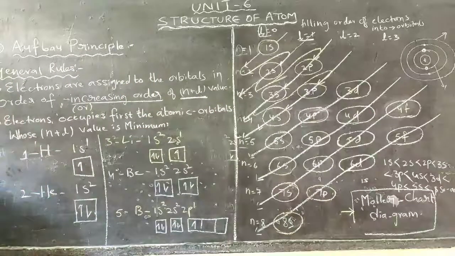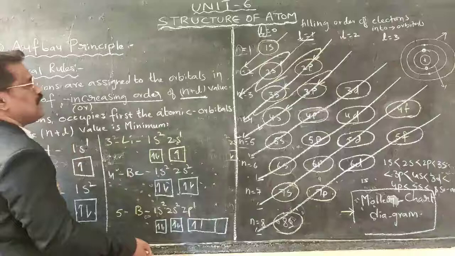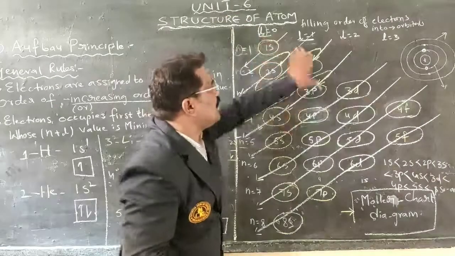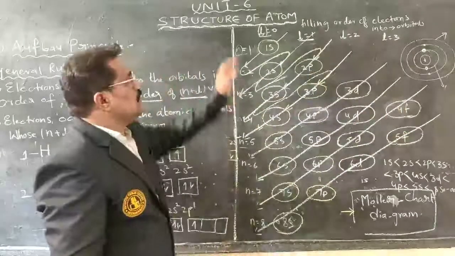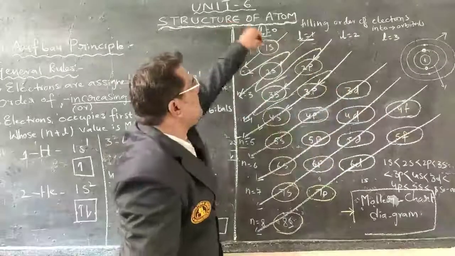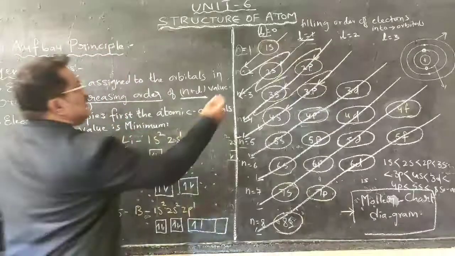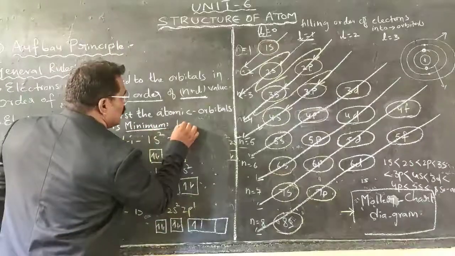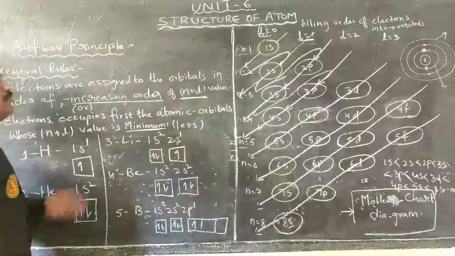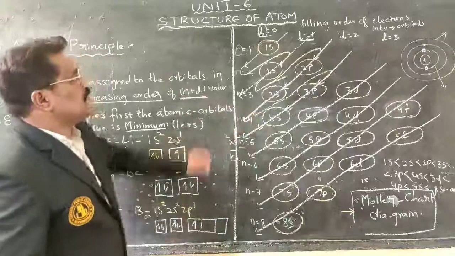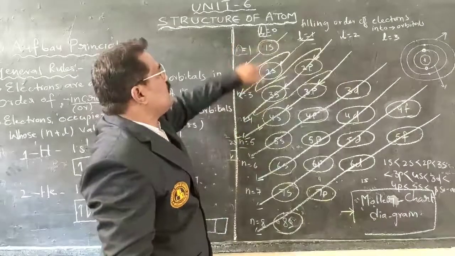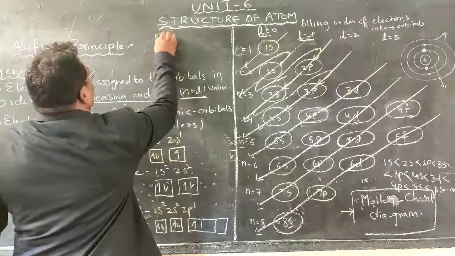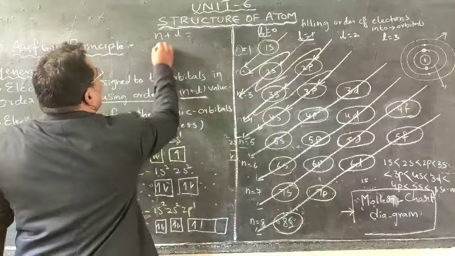In another way, electrons occupy the atomic orbitals. These are all atomic orbitals, and electrons first occupy the one whose n plus l value is minimum, meaning very low. Whose n plus l value is minimum will be occupied first. First of all, compare two orbitals. The first one is the 1s orbital and the second is the 2s orbital. If I take the n plus l value, what does n mean?